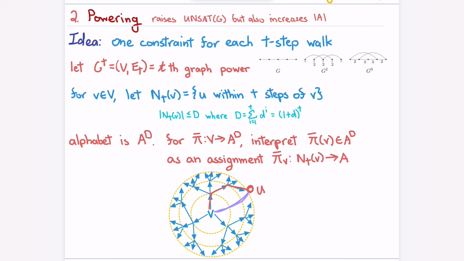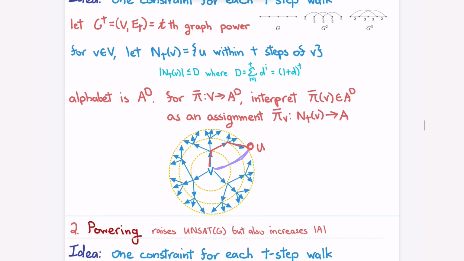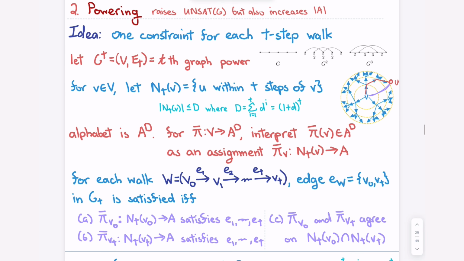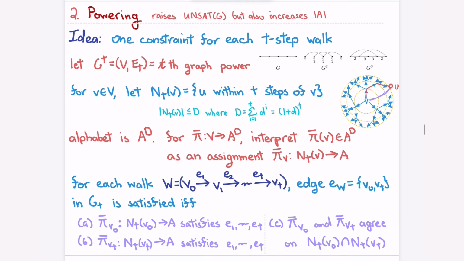Okay. And then our constraints. Oh my gosh. We might not catch up to where we left off last time.